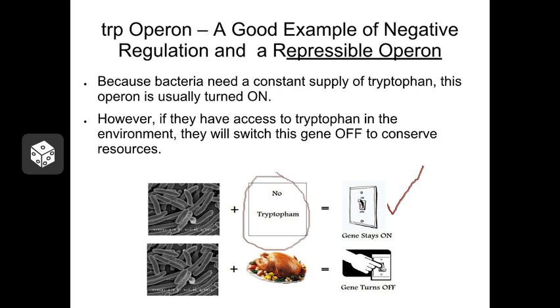However, let's consider what might happen if you eat a food rich in tryptophan, such as turkey. If you send that tryptophan down, your little bacteria are going to get very excited. They're going to realize that they no longer need to make tryptophan, and so they are going to need to turn that operon off. Because this set of genes is on most of the time, but occasionally needs to be turned off or repressed, we say that tryptophan is a good example of a repressible operon.